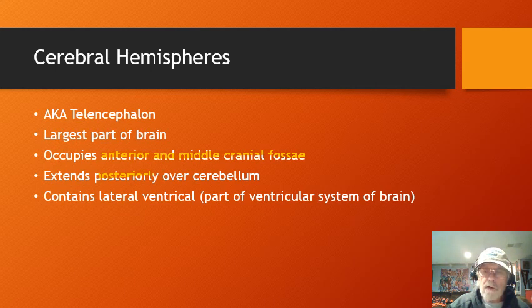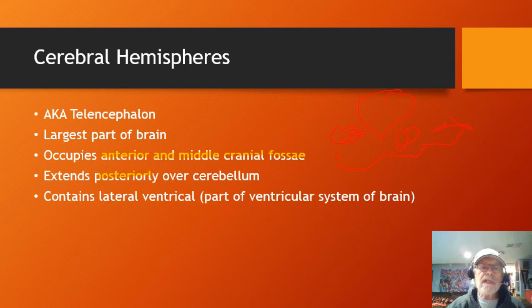So the posterior cranial fossa would be, if I do a picture down like here, that middle cranial fossa is like this, and the anterior cranial fossa is here. So the frontal lobe sits in here, the temporal lobe sits in here, and the cerebellum sits in here, but the occipital lobe would sit here, and the parietal lobe sits way above everything else up in here. Okay. We also know that the cerebral hemispheres contain what we call the ventricular part of the ventricular system of the brain.